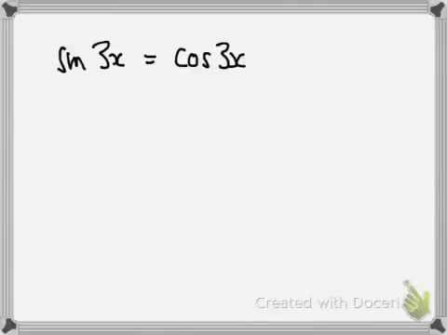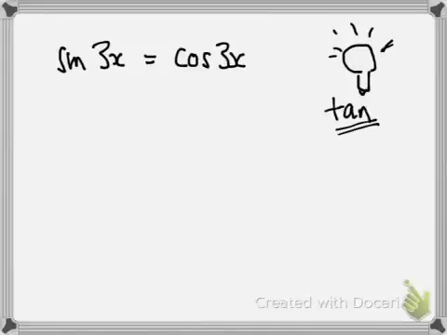Okay, the third and final example for this video is this one, sine 3x equals cosine 3x. Now, we talk a lot about light bulb moments in class, and a big light bulb moment here is when you get sine on one side and cosine on the other. As soon as you see that, the light bulb is: this is a tan equation. Sine on one side, cosine on the other, it's a tan equation.